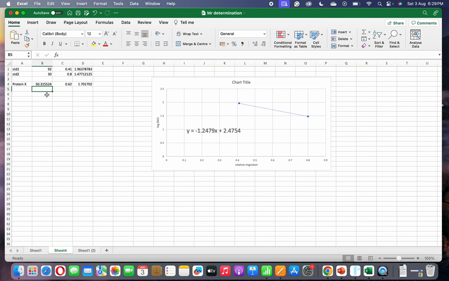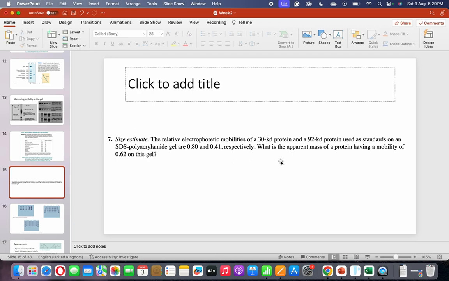So protein X, according to our calculation, has a molecular mass of about 50 kilodaltons, right? Which makes sense. It should be somewhere in between 30 and 92. So it makes sense that 50 should be the apparent mass of this protein. Okay. So this is how we can estimate size based on an SDS page gel.